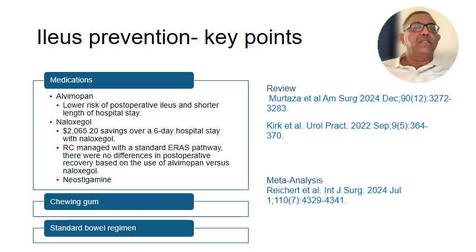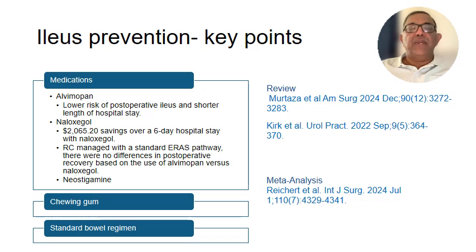Now, in radical cystectomy managed with the standard ERAS pathway, there was no difference in post-operative recovery based on the use of alvimopan versus naloxegol. Another agent is neostigmine, a drug that I use quite frequently because of the non-availability of alvimopan. Chewing gum, as I've said, on day 1 initiates the gastrocolic reflex and is extremely important in restarting the bowel activity, besides which a standardized bowel regimen should be used.